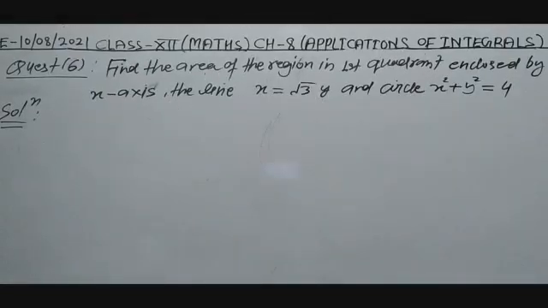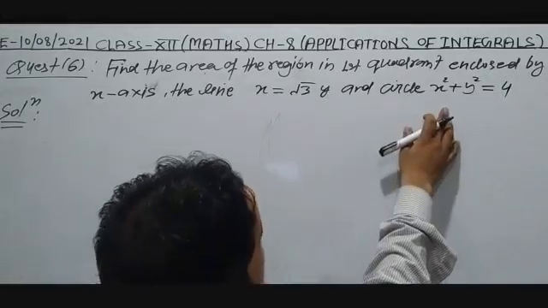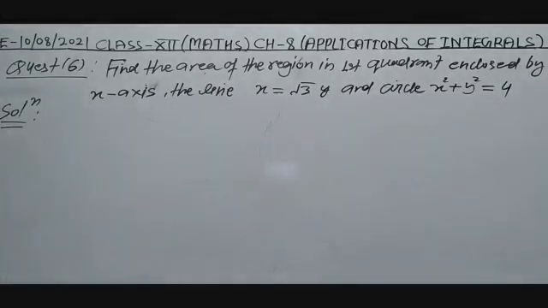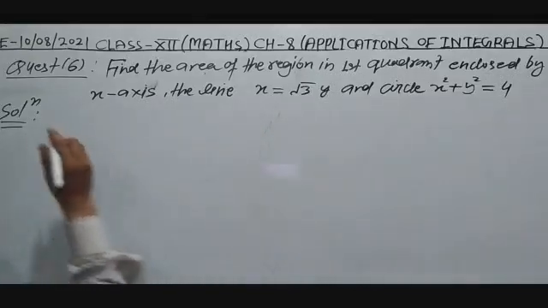question number 6. Find the area of the region in first quadrant enclosed by x-axis and the line x is equal to root 3y and the circle x square plus y square is equal to 4. So first of all we have to see these two equations. This is the equation of circle and this is the equation of line. So now to draw the figure, first of all I will write its terminologies.